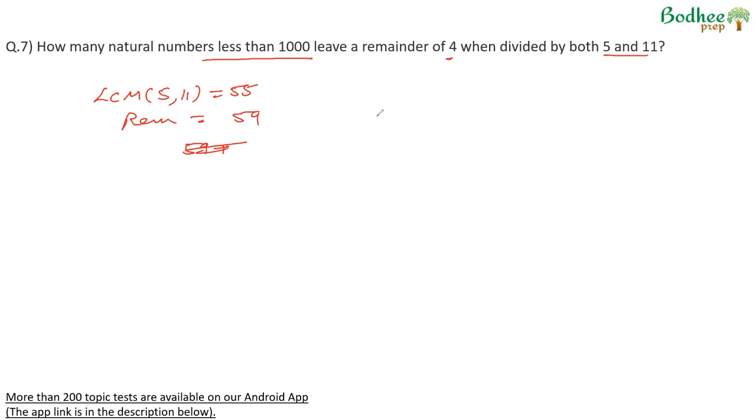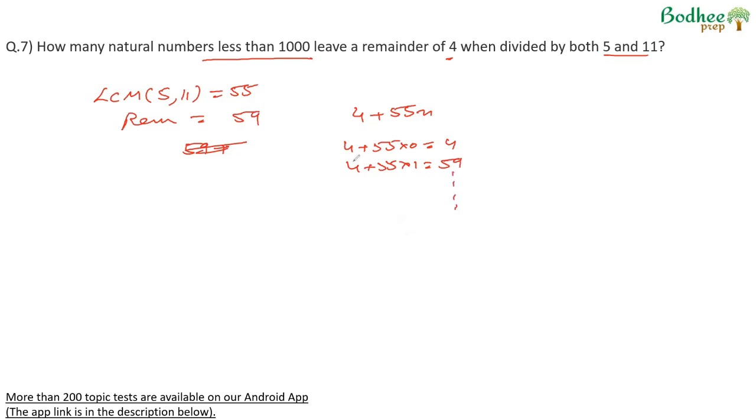Because we're looking at the remainder of 4, we'll start with 4 plus LCM of 5 and 11 into n. Because it does not say that the number has to be more than 5 or 11. We'll start from 0. So the series will look something like 4 plus 55n, where the smallest number will be 4 plus 55 into 0, which is 4. Next number will be 4 plus 55 into 1, which is 59, and so on.